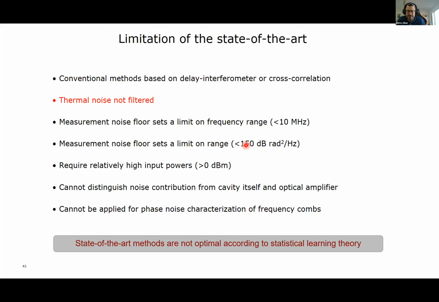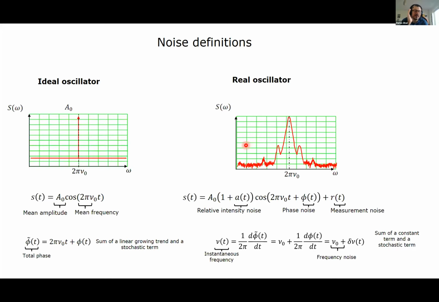So a little bit about the noise definition. If we look at an ideal oscillator, an ideal output of the laser where there is no noise, then it can be written as s(t) = A cos(2π f0 t), where f0 is the frequency. And if we look at this in the frequency domain, we just have a single frequency, a Dirac delta function. The total phase is the frequency term plus a phase term, but if we don't have any phase noise, then phi(t) is just a constant.